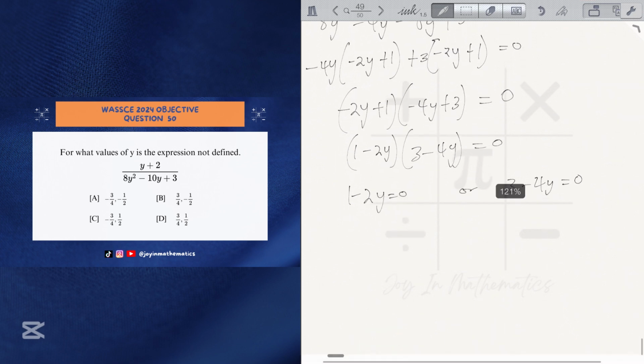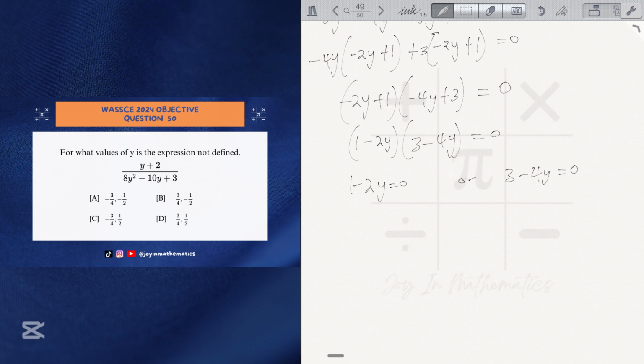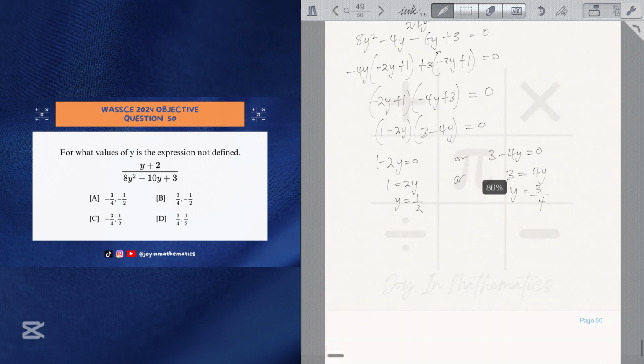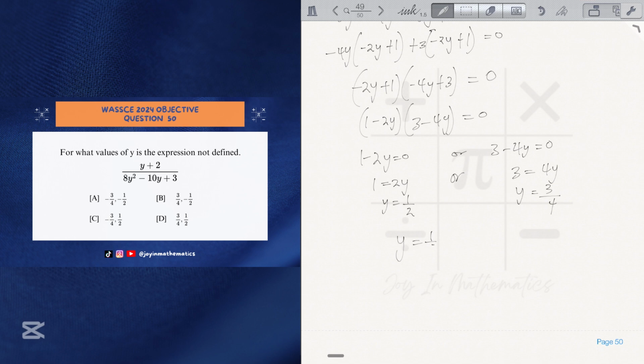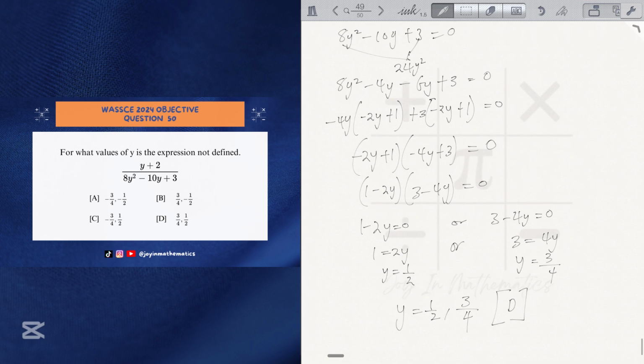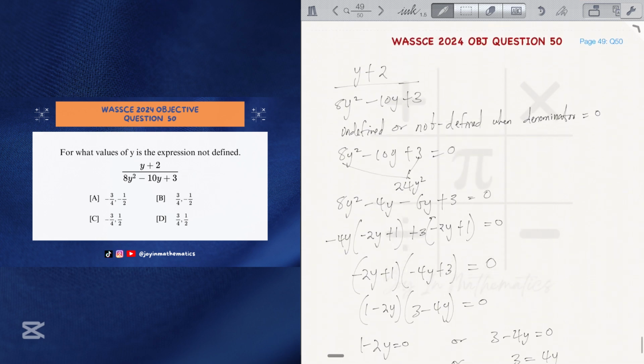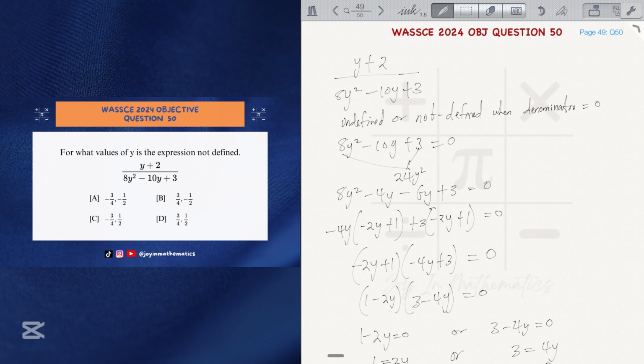With this, we can find the values of y for which this expression is undefined. So 1 minus 2y equals 0 means 1 will be equal to 2y, and y will be equal to 1 over 2. Or 3 will be equal to 4y, and y will be equal to 3 over 4. So we have two values, y equals 1 over 2, comma, 3 over 4, and this is represented by option D. The most important part of this question is understanding when the expression is not defined. It occurs when the denominator is equal to 0.